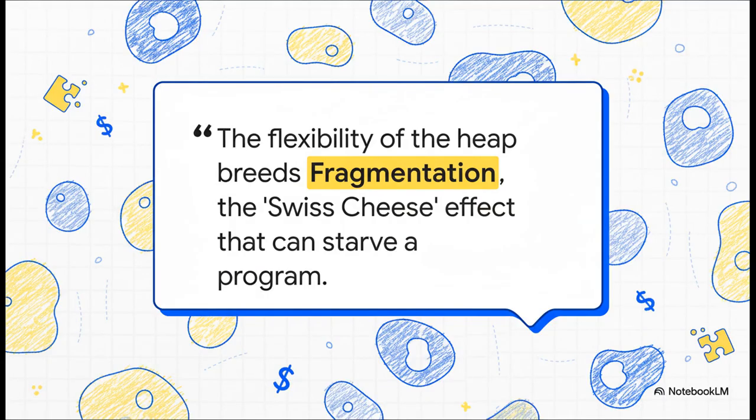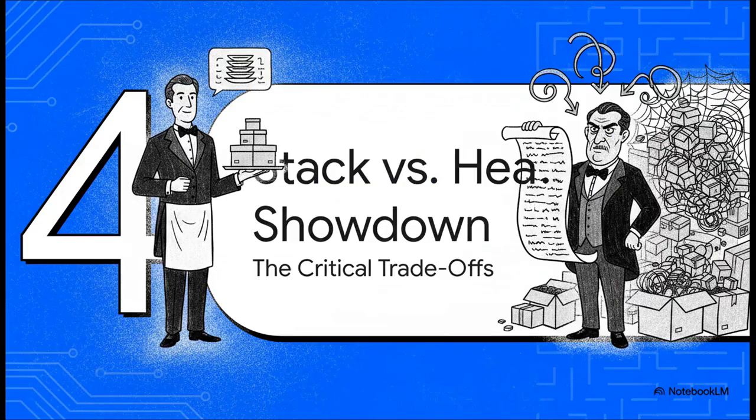And over time, as you keep asking for and returning chunks of memory, the heap starts to look like Swiss cheese. It gets riddled with all these little holes. We call this fragmentation. And it's a huge problem, because you could have tons of free memory in total, but if it's all chopped up into tiny, useless pieces, you might not be able to allocate the one big object you actually need. Okay, time for the main event. Let's put our organized butler and our demanding landlord side by side so you can really see the difference.